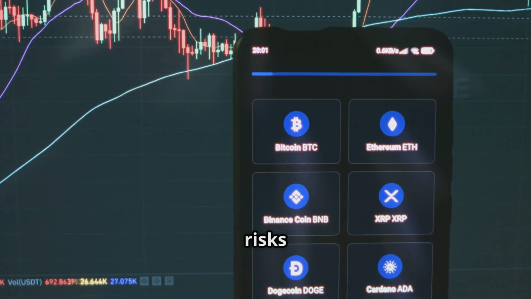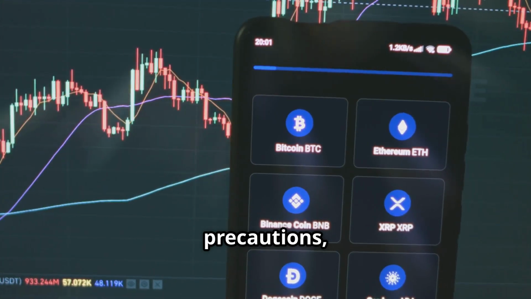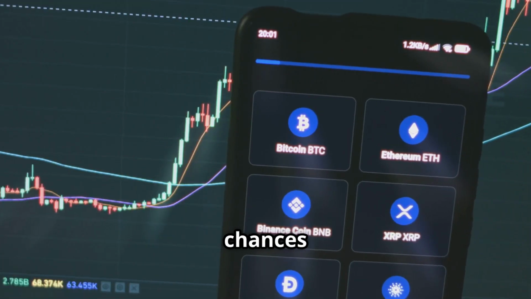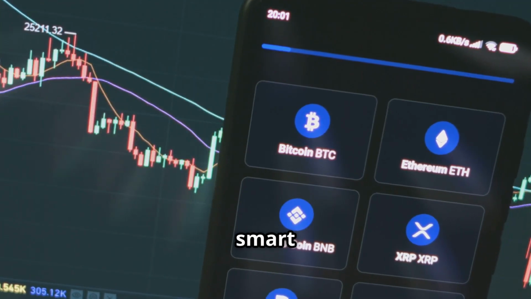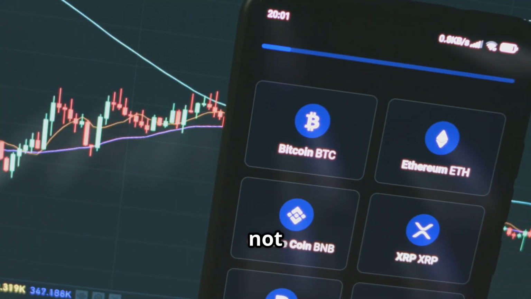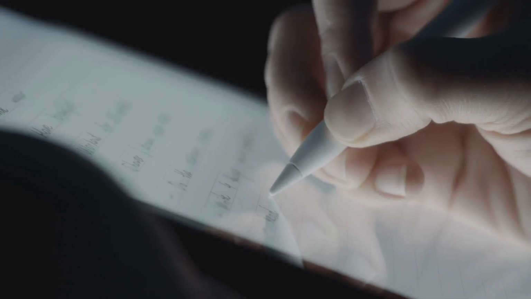By being aware of these risks and taking the right precautions, you can significantly reduce your chances of running into trouble. Remember, successful arbitrage is about smart planning and risk management, not just chasing quick profits.